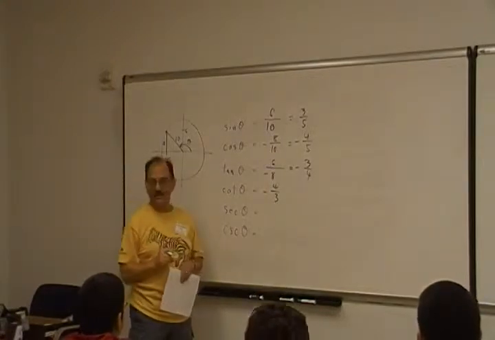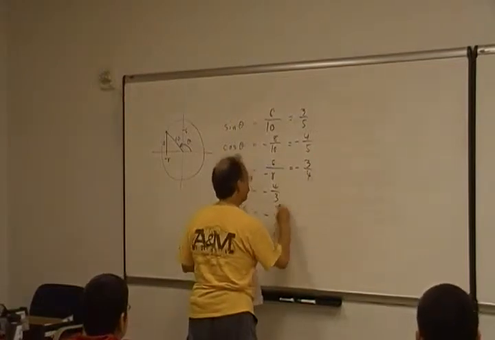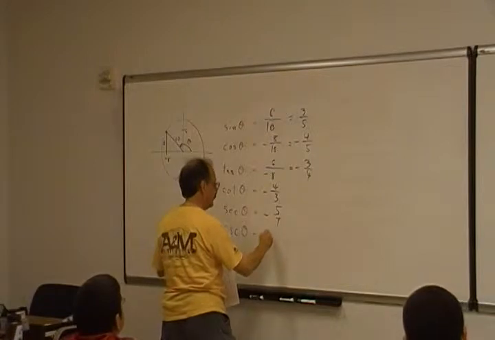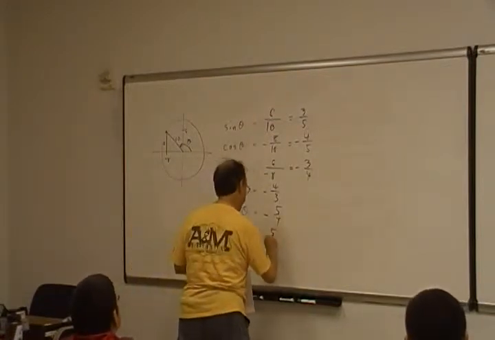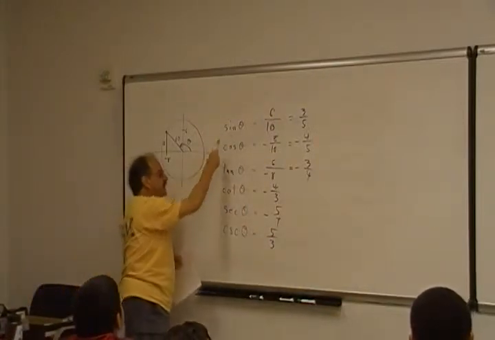That's easy because you just turn that one upside down. What's secant? Negative 5/4. You're just turning that one upside down. And the cosecant? Negative 5/3. Okay, because you're turning this one upside down.